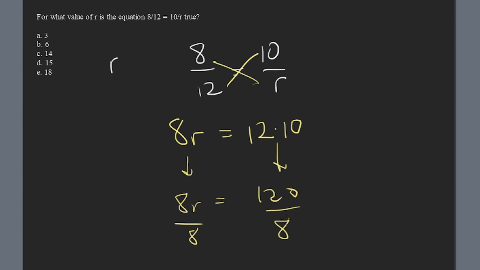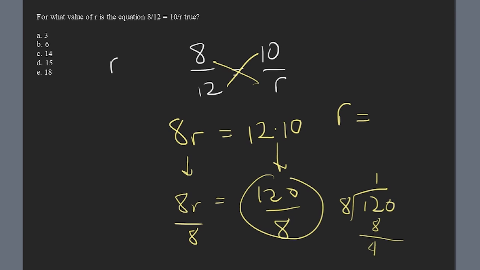Divide both sides by 8, and we get R is equal to, let's see, I probably could do this in my head, but I'm a little anxious. That's 1, 8, 4, 0. So that's 5. 15. R is equal to 15. If your first step on this one was to simplify, that's great too. I just realized I could have done that.